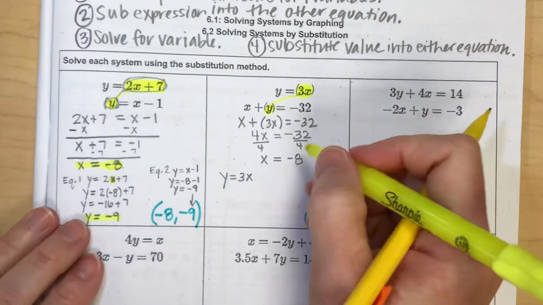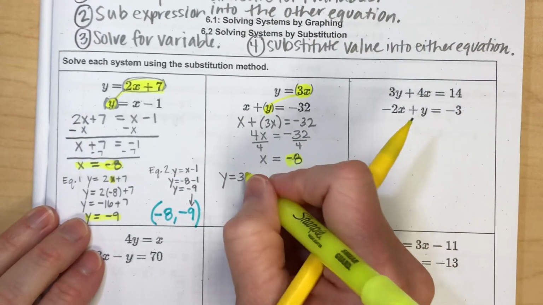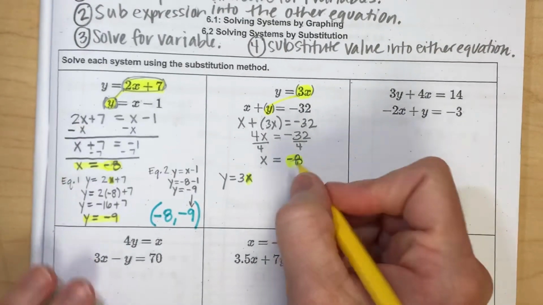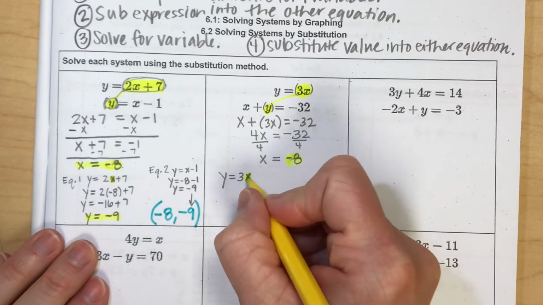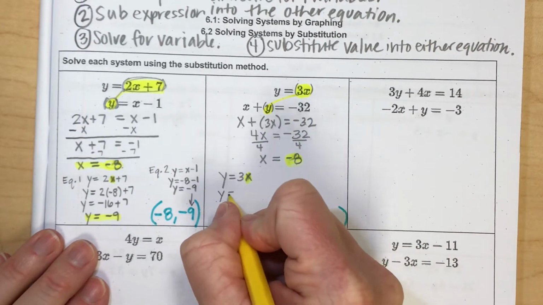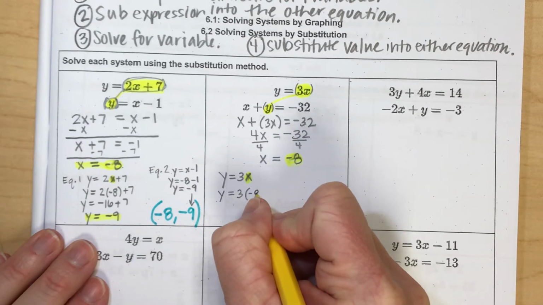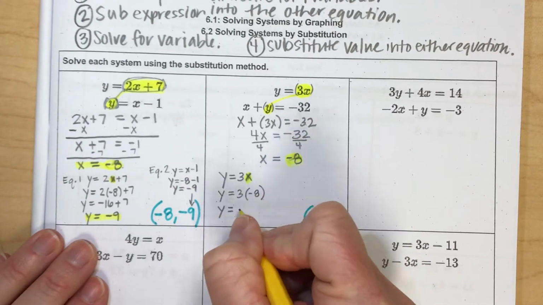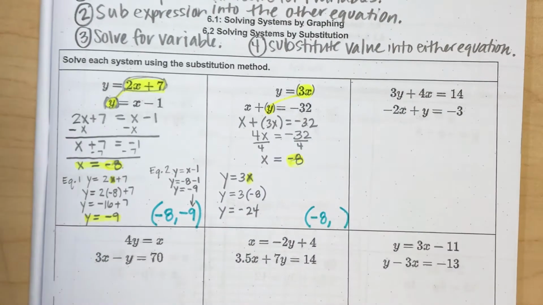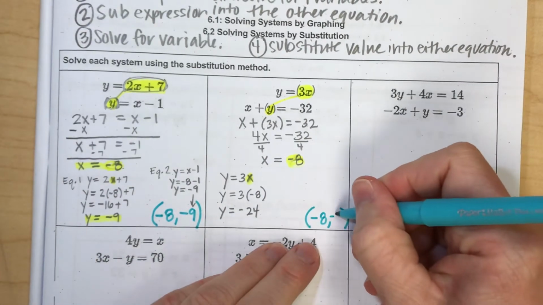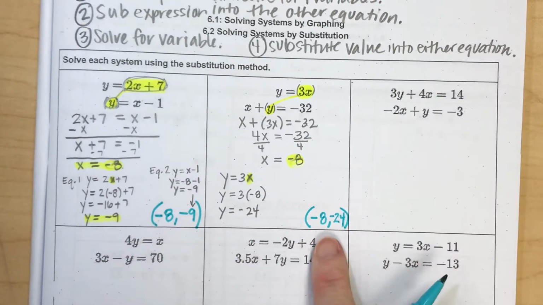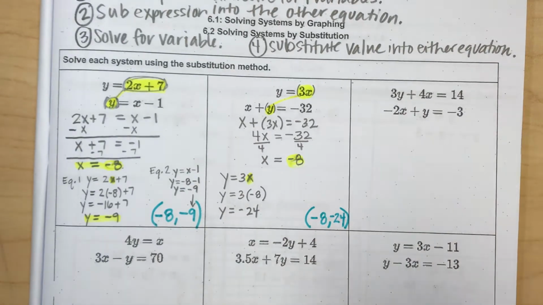And now this is the second part of substitution. It's actually substitution again. All right, so if this negative 8 gets plugged in for x, I will find the value for y. So if I plug in negative 8, I get my y value, which is negative 24. And so that is my solution, the point negative 8, negative 24. All right, let's keep going here.